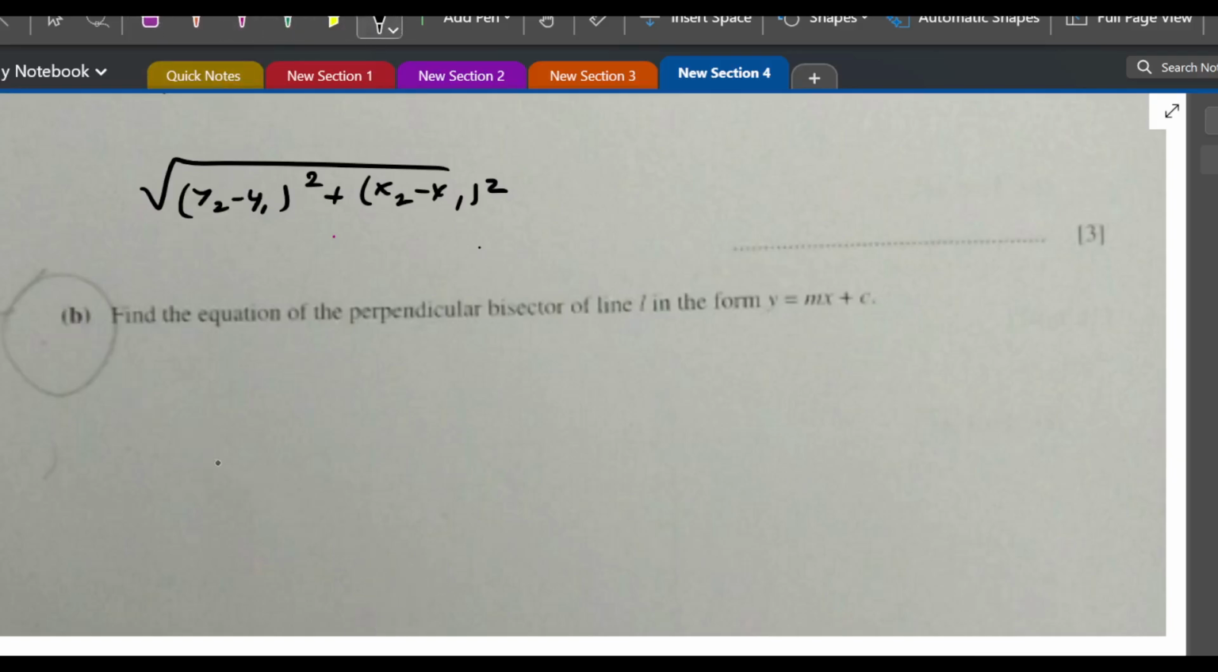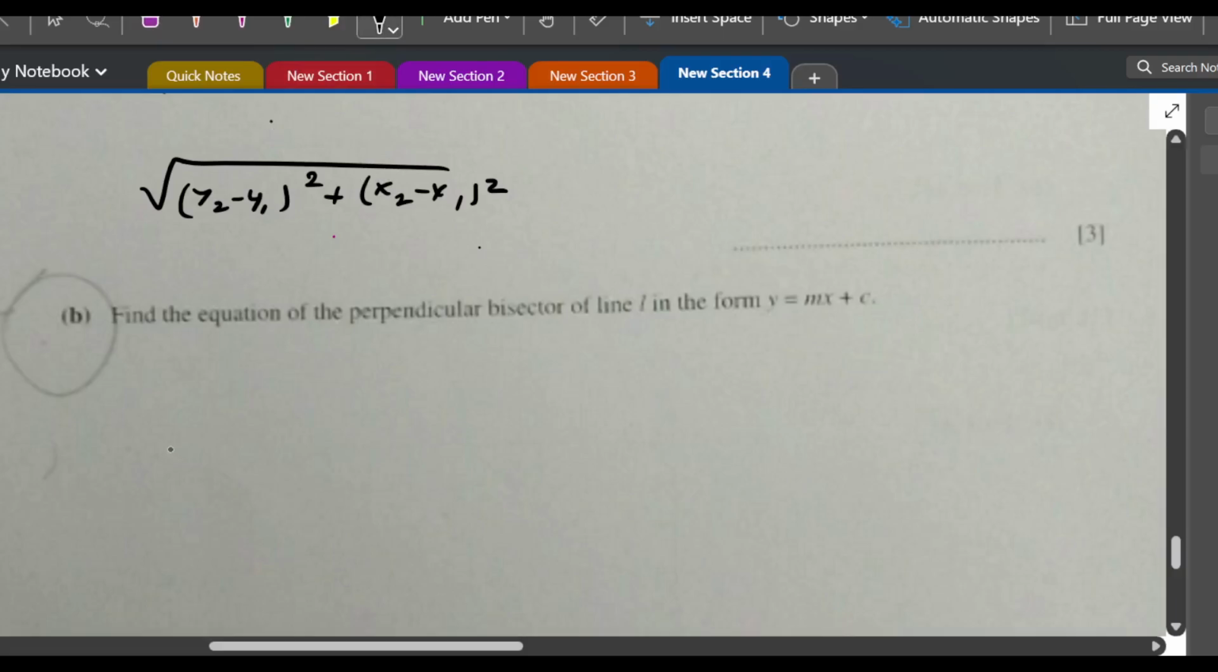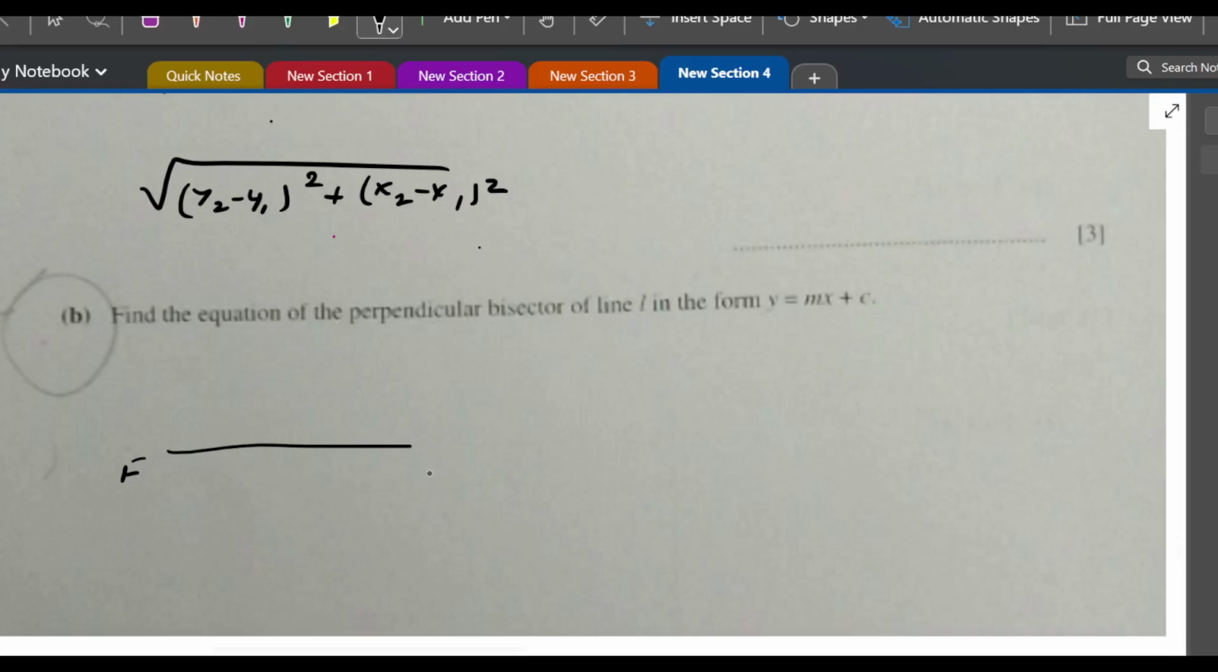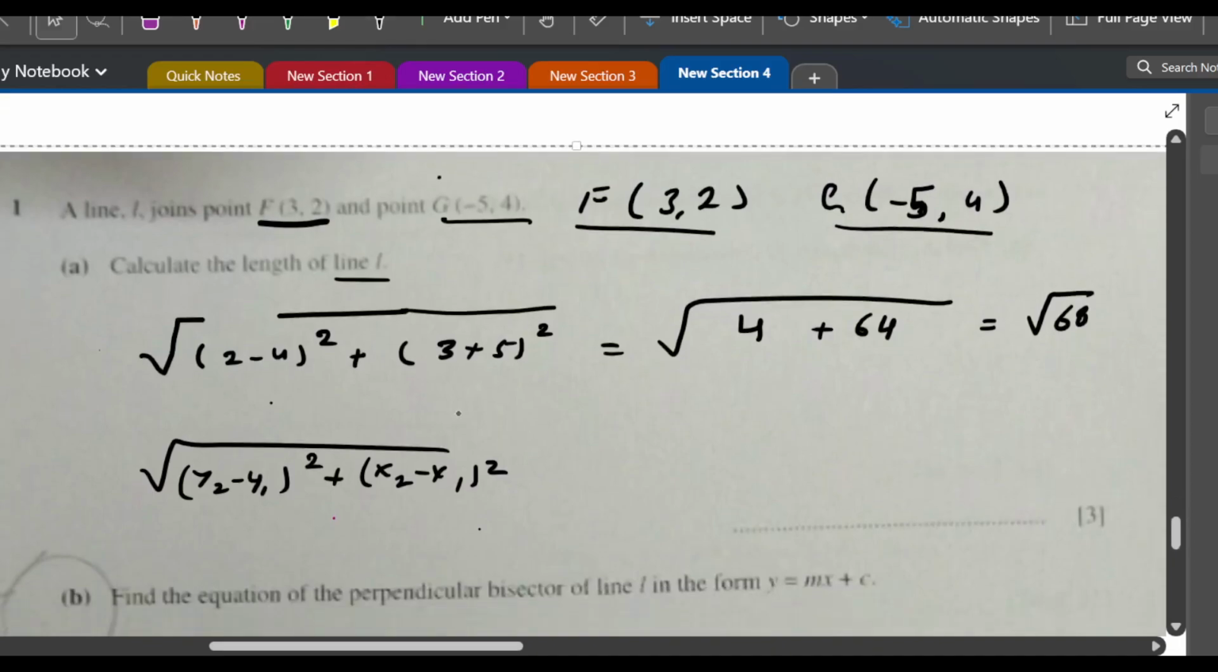So FG, I will draw FG. This is my FG. Let me make it a little light. Okay, FG. This is FG, right? F and G. Now, the coordinates of FG are given as 3, 2 and minus 5, 4.